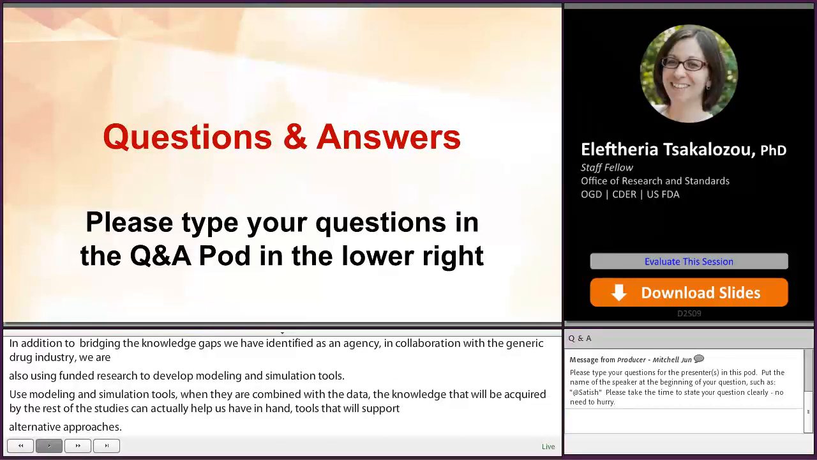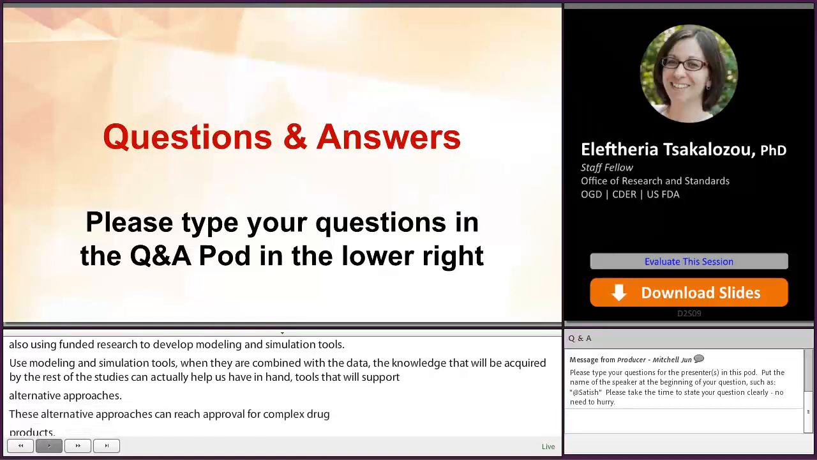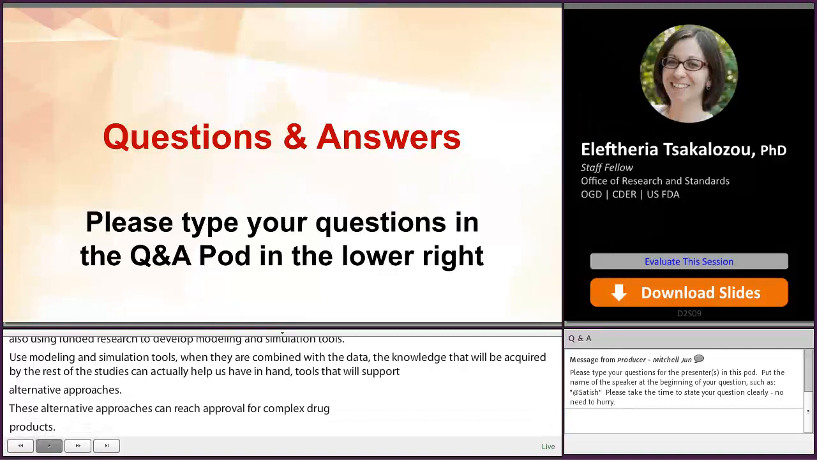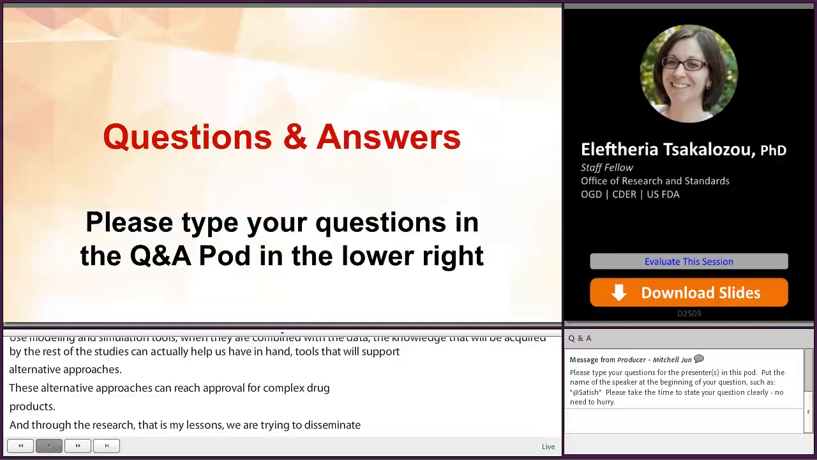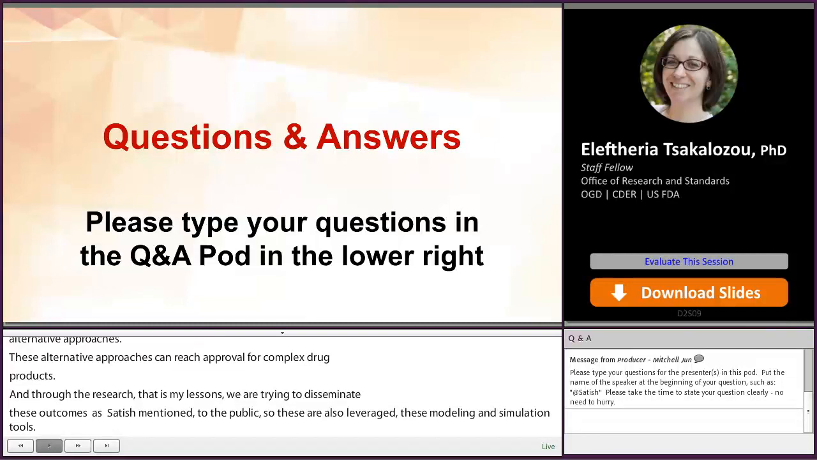And through the GDUFA research, that's my last sentence, we are trying to disseminate these outcomes, as Satish also mentioned, to the public, so that the industry can also leverage all these modeling and simulation tools. So our goal with GDUFA is to bridge the gaps and work with the industry to develop modeling and simulation tools that will help us support alternative BE approaches. Great, thank you so much.